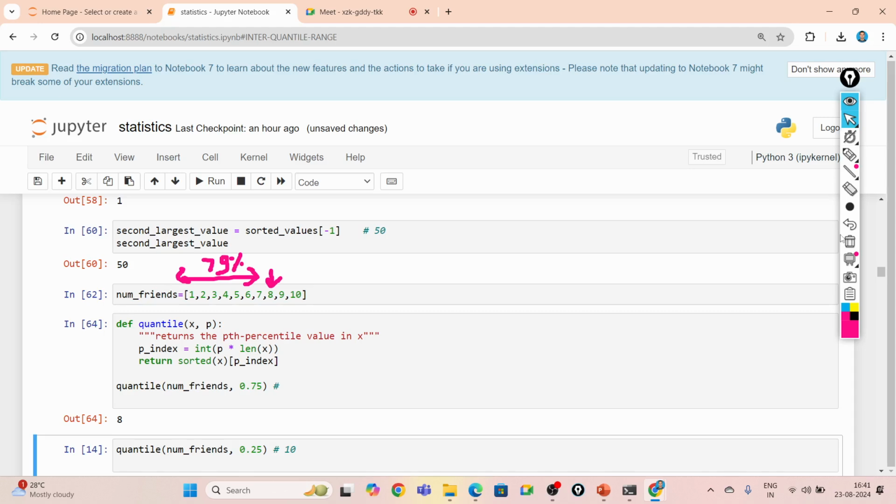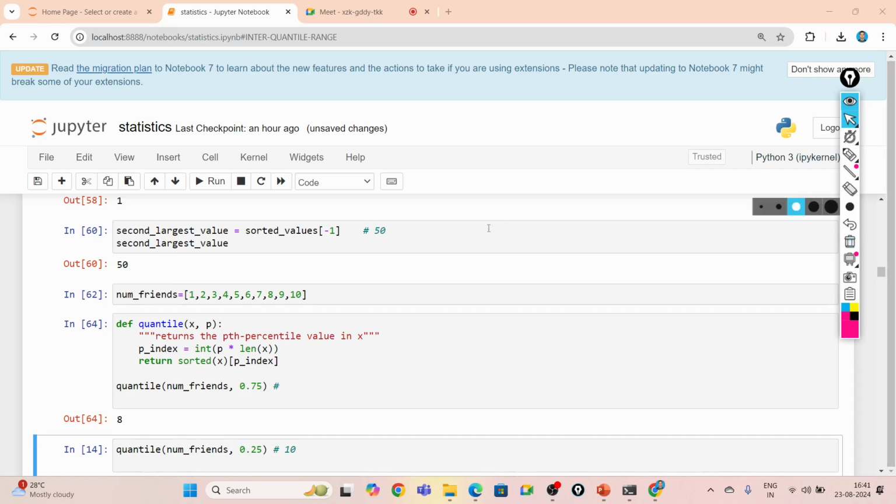Is it clear? Quantile is the value below which we represent the number of values in terms of their percentage. But you get this percentage only when you arrange the numbers in ascending order. Is it clear? It is not like that.